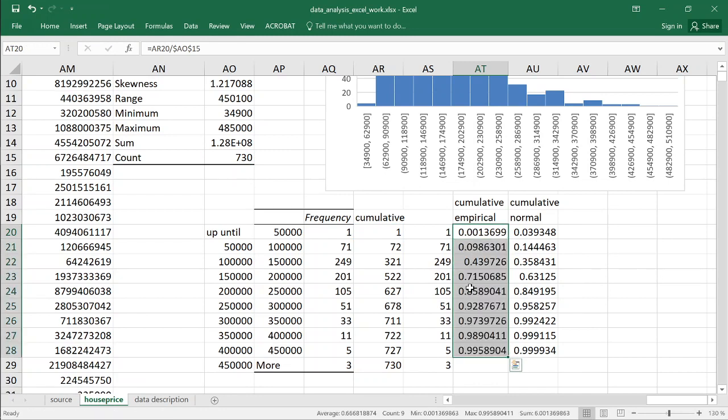and convert these numbers also into percentages. So for instance, I would now say that the probability of observing values below 200,000 is about 71.5%. So these 522 cases below 200,000 correspond to an empirical probability of about 71%, compared to a normal probability of 63%.